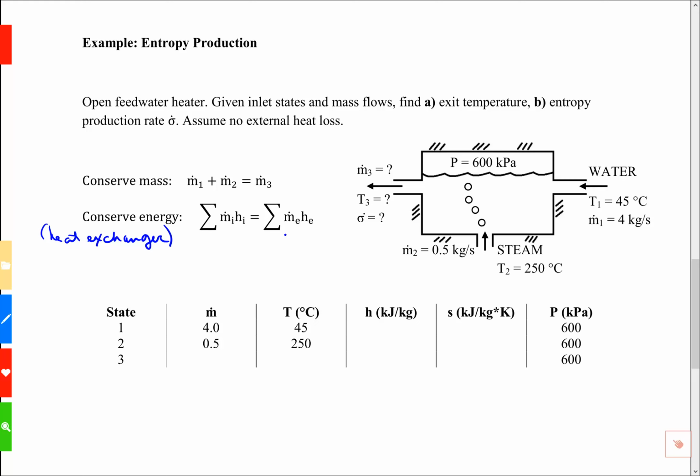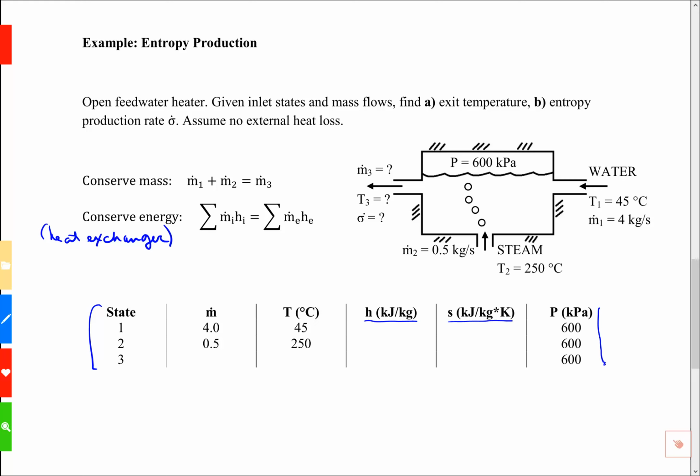We know also, because we have three states, I made a table down here, state 1, 2, 3, and I put in the mass flows that we know, the temperatures that we know. We're going to need enthalpies and entropies to solve the problem, so I've left space for those, and they're all at the same pressure of 600 kPa, so that's what we know to start with.